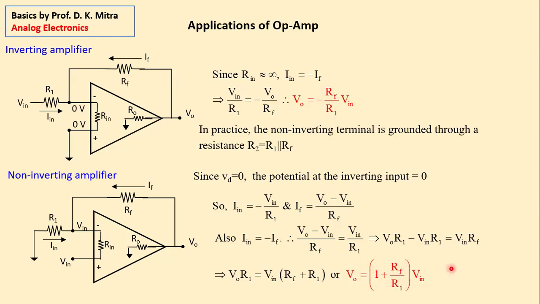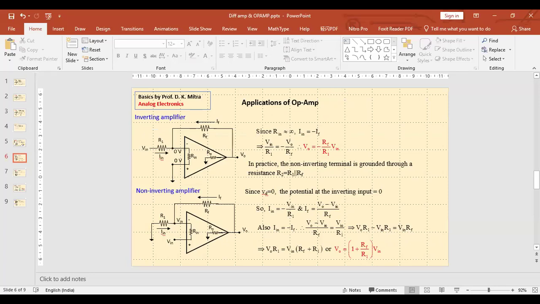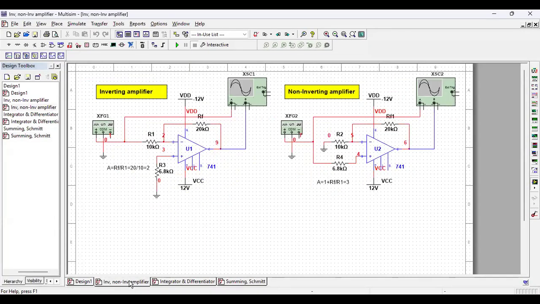Now, we shall see how they really work. We shall go to software simulation. This is the inverting amplifier and this is the non-inverting amplifier. In the inverting amplifier, I have taken R1 10K, RF 20K. So what is the gain? It is equal to 2 with a negative sign. And here I have taken a resistor which is the parallel combination of 10 and 20, equal to 6.8.